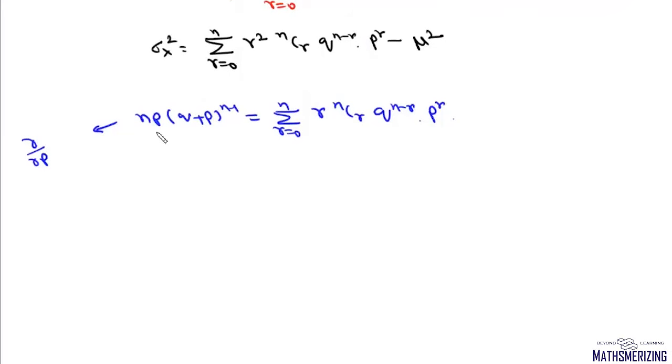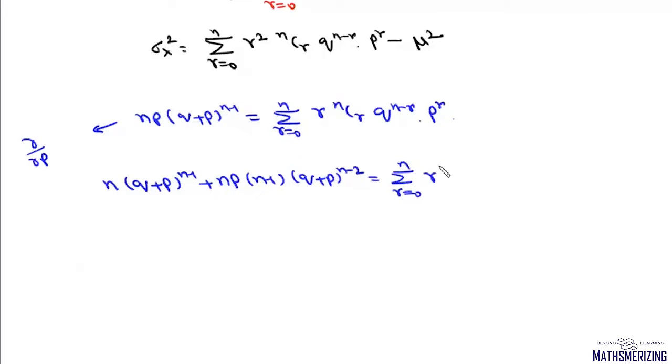So here we'll use the product rule. Now the derivative of p is 1, so it will be n into (q plus p) to the power n minus 1, plus np as it is, and it will be n minus 1 (q plus p) to the power n minus 2, and here it will be the summation, r varies from 0 to n, r nCr q to the power of n minus r, and this is r into p to the power of r minus 1.